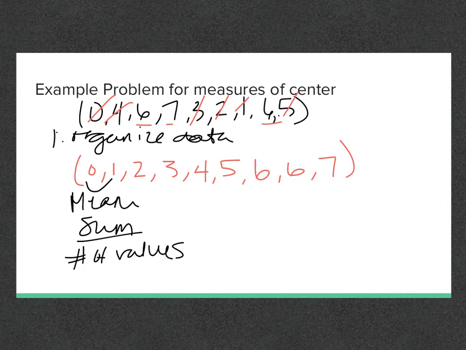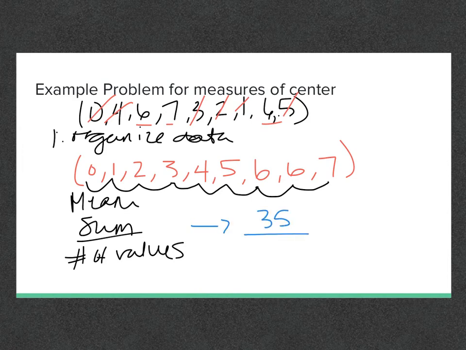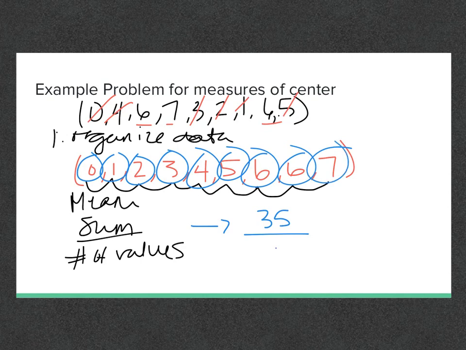So if I take 0 plus 1, that's 1, plus 2 is 3, plus 3 is 6, plus 4 is 10, plus 5 is 15, plus 6 is 21, plus another 6 is 27, plus 7 will bring us to 35. So now I have my sum, which equals 35, divided by my number of values. So I have 1, 2, 3, 4, 5, 6, 7, 8, 9 values.